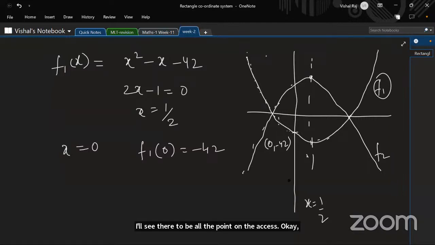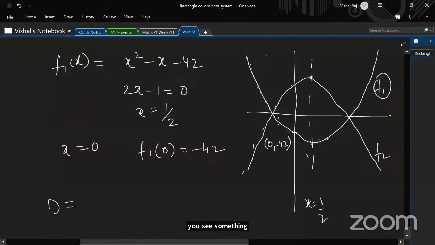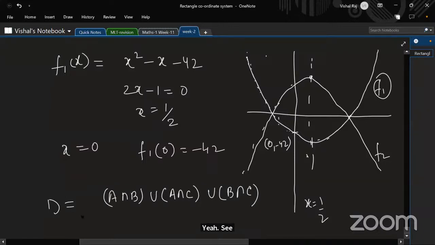Now you have to calculate D. Can you tell me what D is here? A intersection B union A intersection C union B intersection C. Okay, so what is A intersection B?